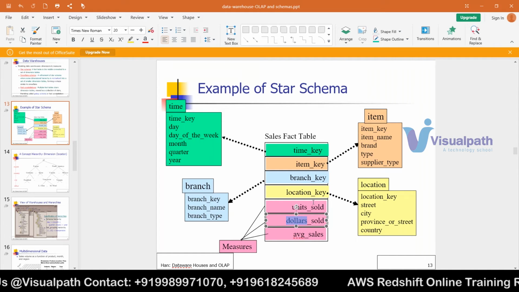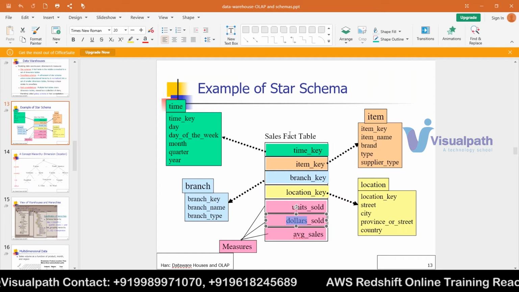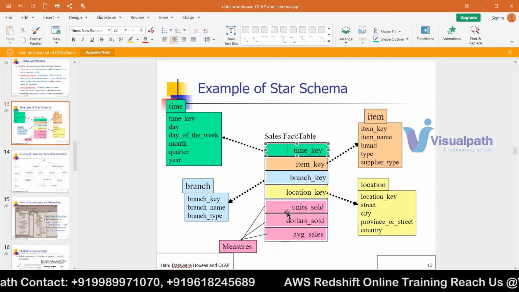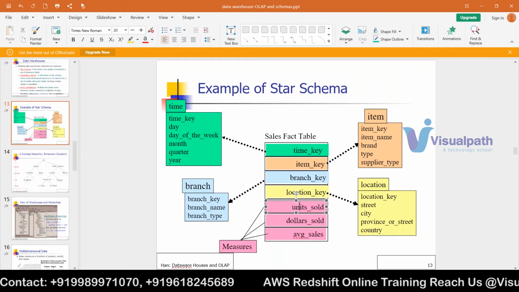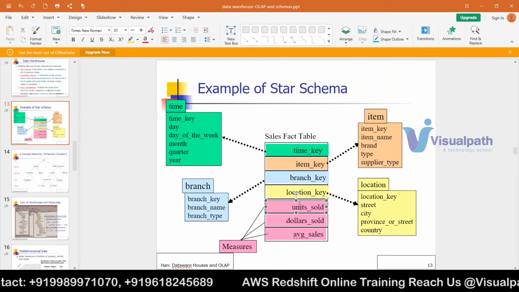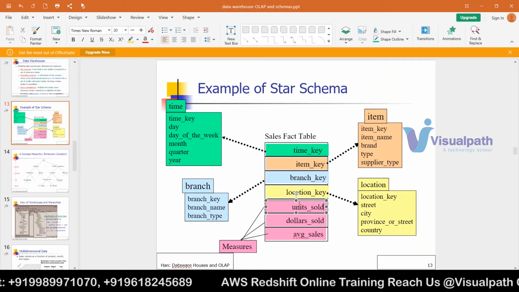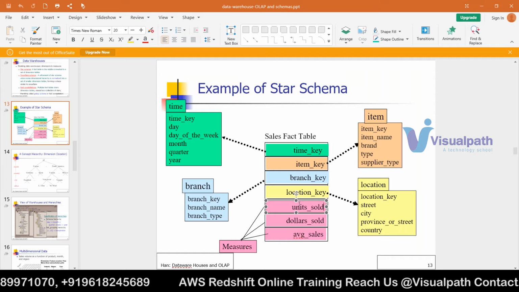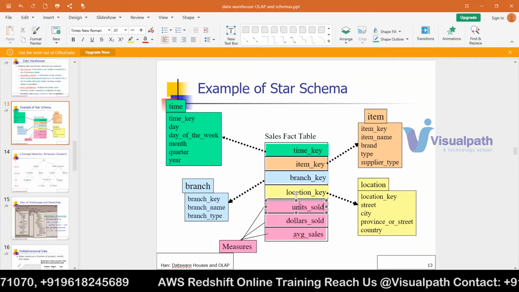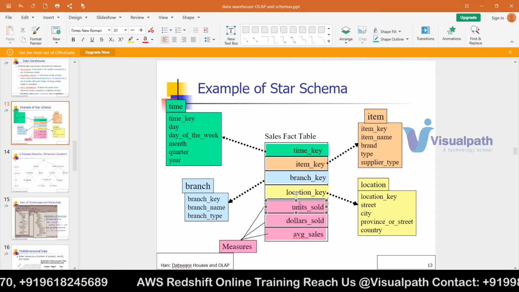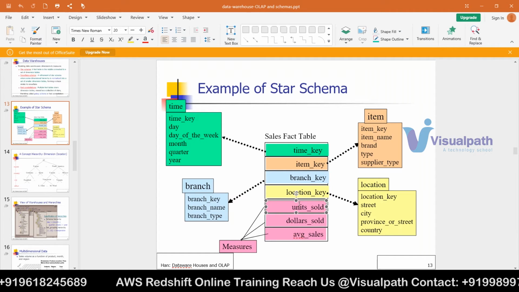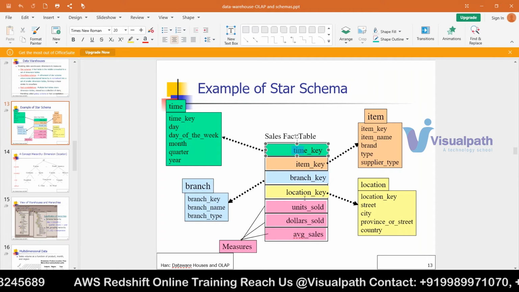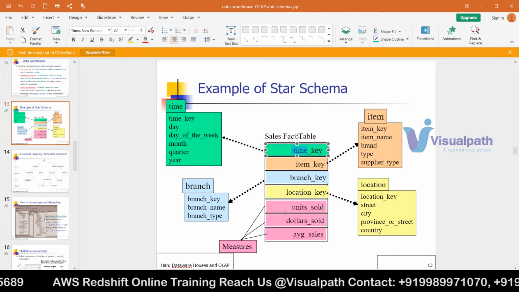Here I should tell something again. The fact table has keys, and then these are all called measures: unit sold, dollar sold, average sales, and all. For example, let's say we need to connect this star schema with some loans related tables. Then we can have another fact table with only the keys. That will not have a measures section, only keys.